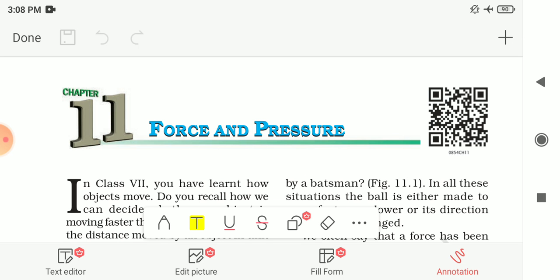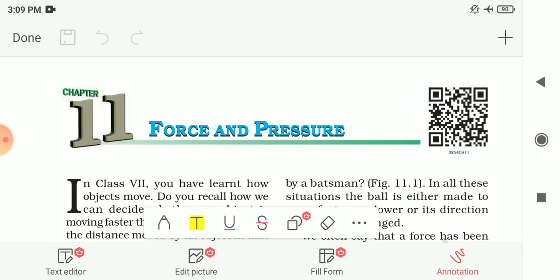Next we had seen that the force which acts from a distance without coming into direct contact with the object is known as a non-contact force. For example, magnetic force, electrostatic force, and gravitational force. We had seen that the force exerted by a magnet on another magnet or magnetic material is known as the magnetic force.